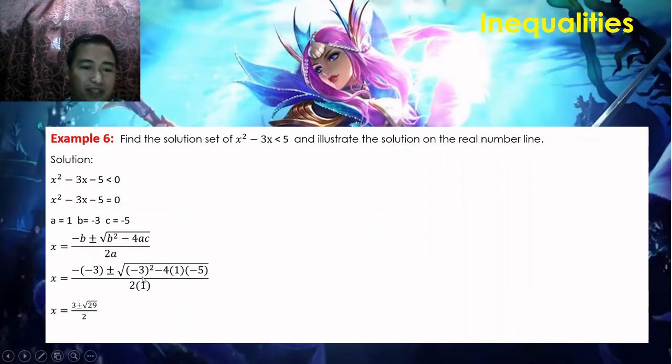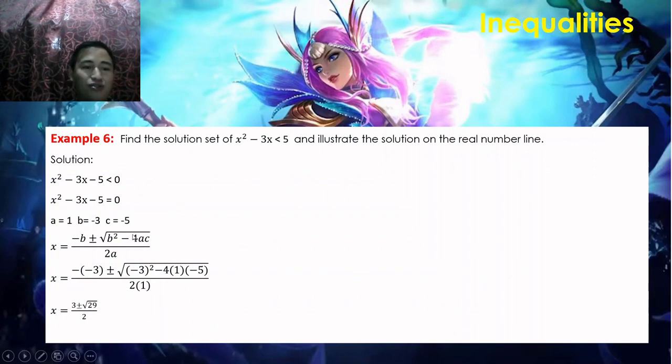B is negative 3. So negative 3 squared minus 4 times 1, where 1 is A, and C is negative 5. So minus 4 times 1 times negative 5, this is positive 20. And negative 3 squared is 9. So 9 plus 20 is 29. So square root of 29, over 2 times 1, which is 2. So these are our points, the roots of the quadratic equation.